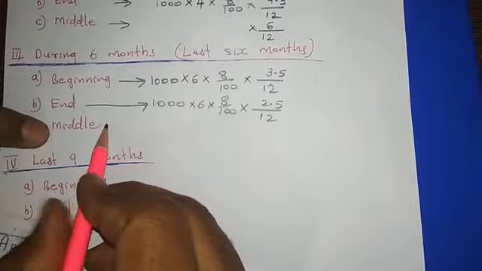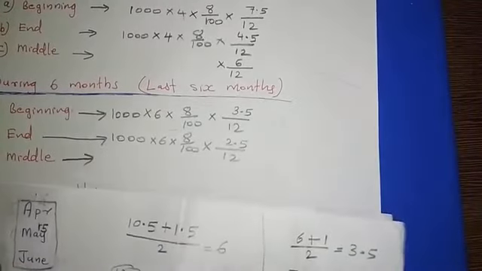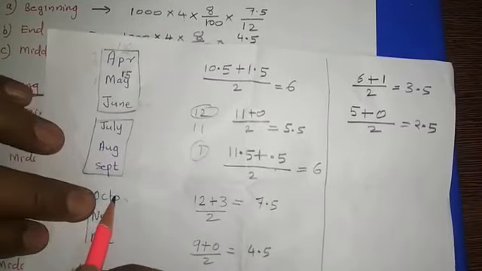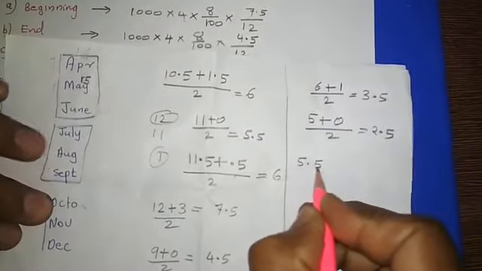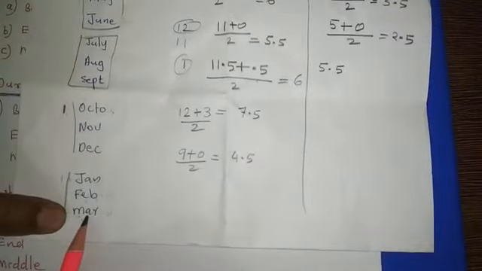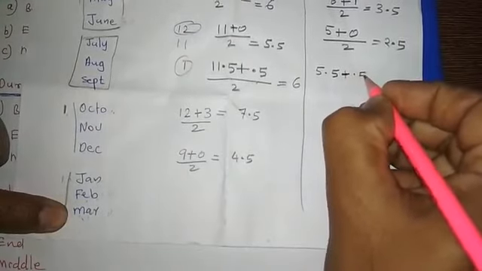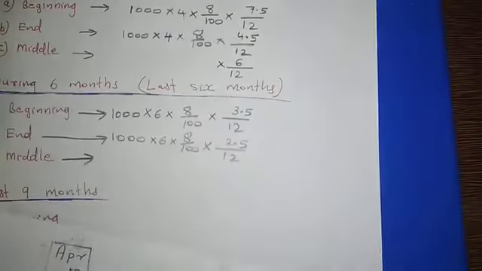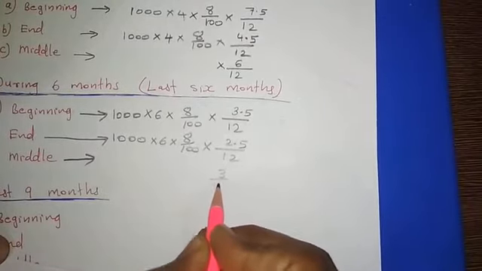Then next one, middle. Middle means middle of every month. So the first drawing will be on 15th October. Then the remaining month will be 5.5. And the last drawing will be on March 15th. Then the remaining month will be half month, means 0.5. This is divided by 2. It is coming 3. So here the average months will be 3 upon 12. Other things are same.